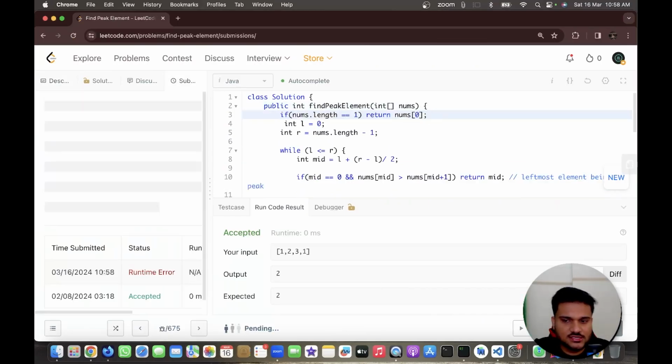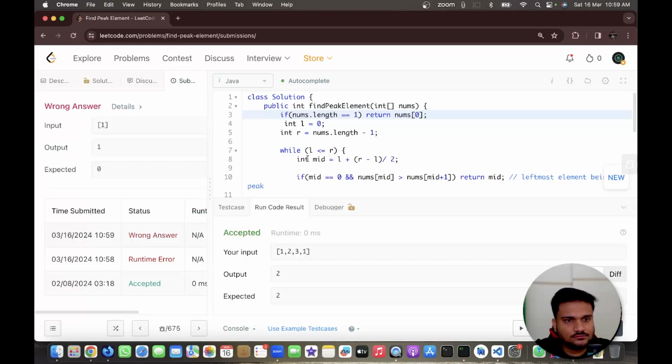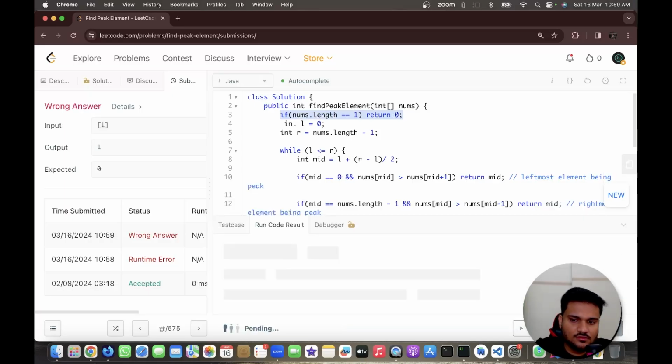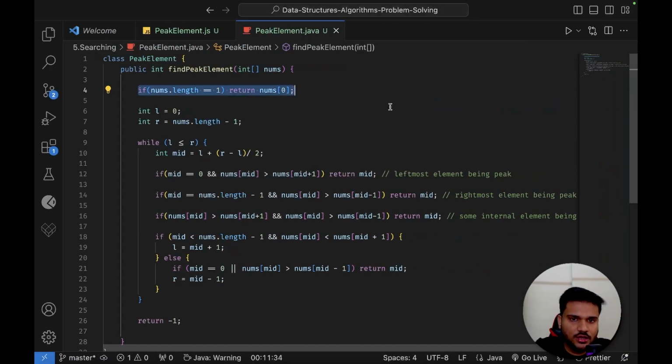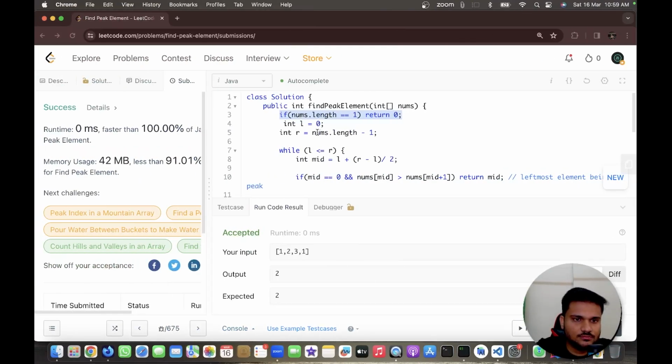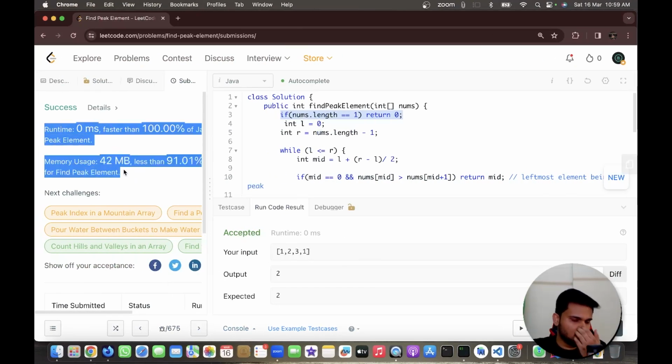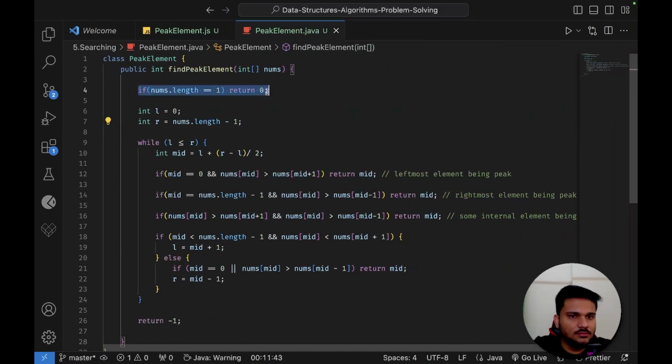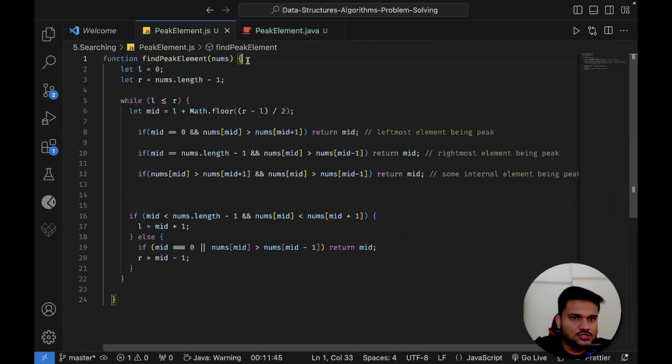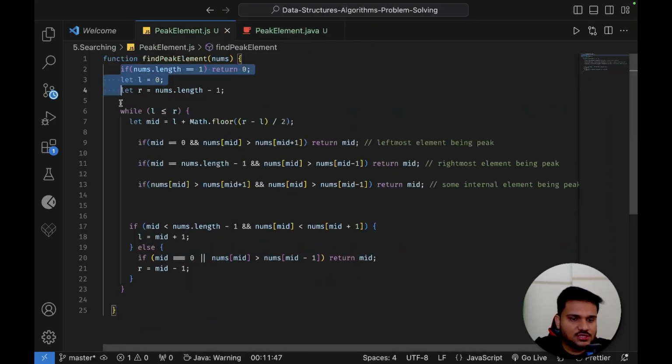That should actually work. Let's try to submit it now. Let's see. Oh, they expect it to be 0 because we need to return the index, not the element. So let's run the code. Let's submit the code, and here also, instead of the element, we need to return the index. So we'll do 0. And you can see this has got submitted. And this same check I can apply for a JS solution as well. Let's try to submit the JS solution.